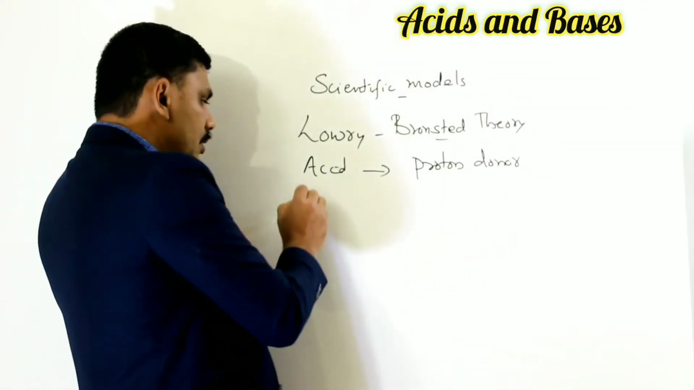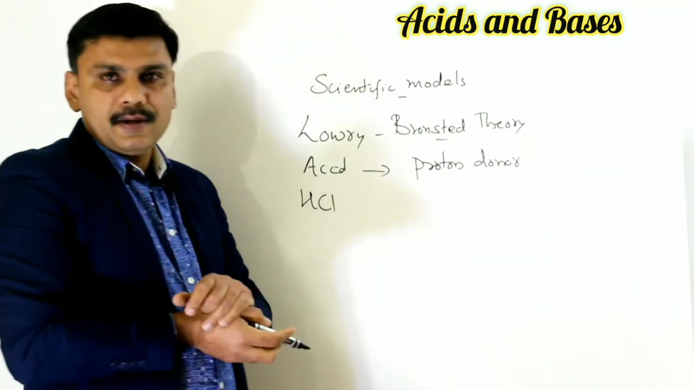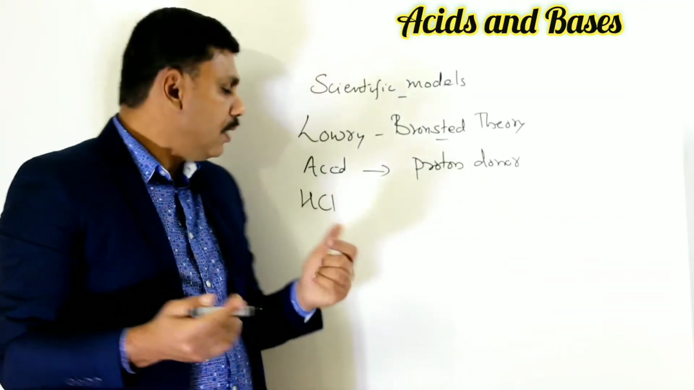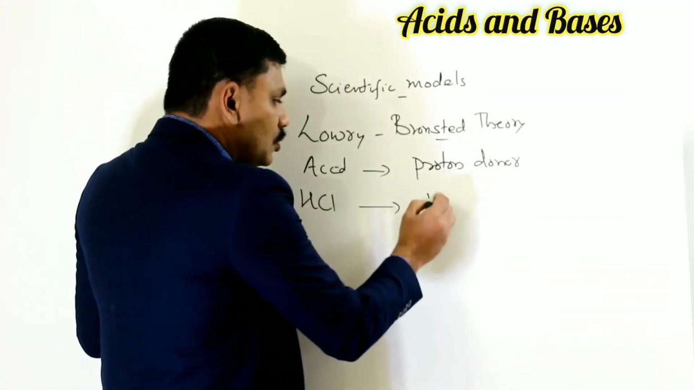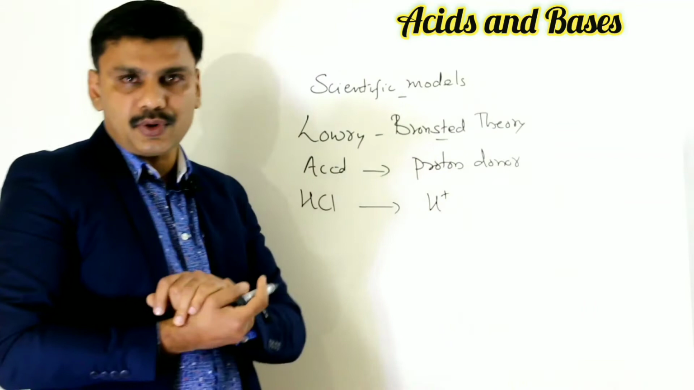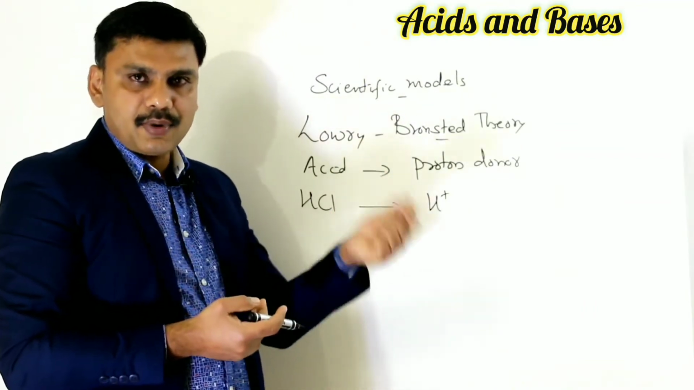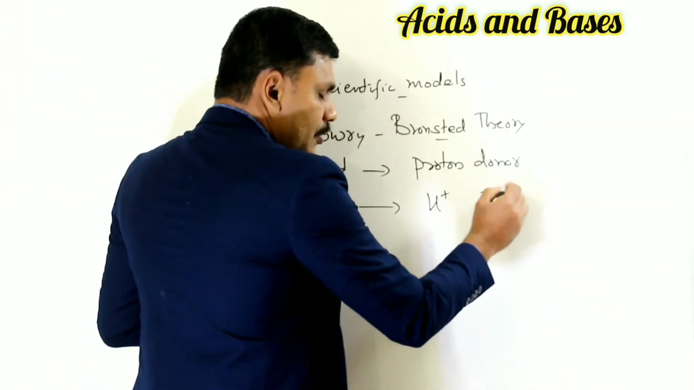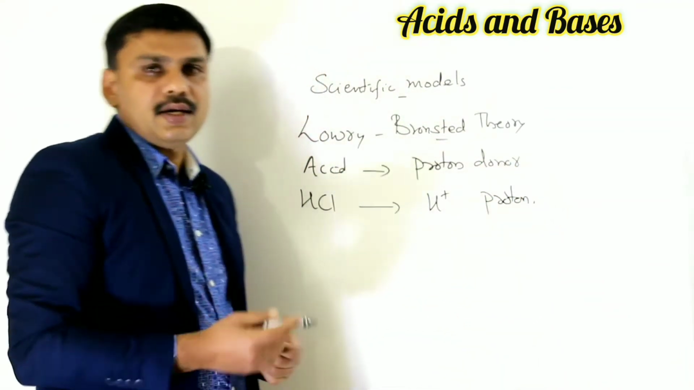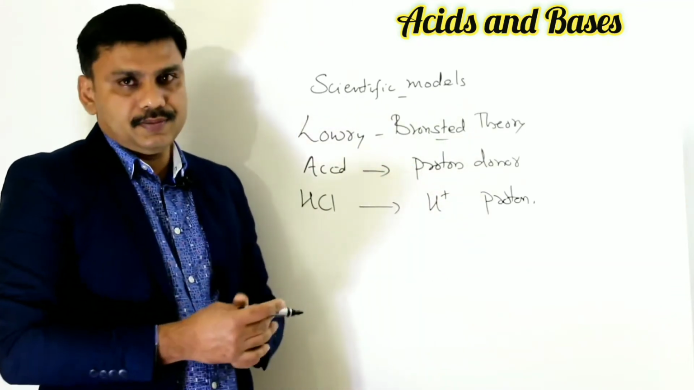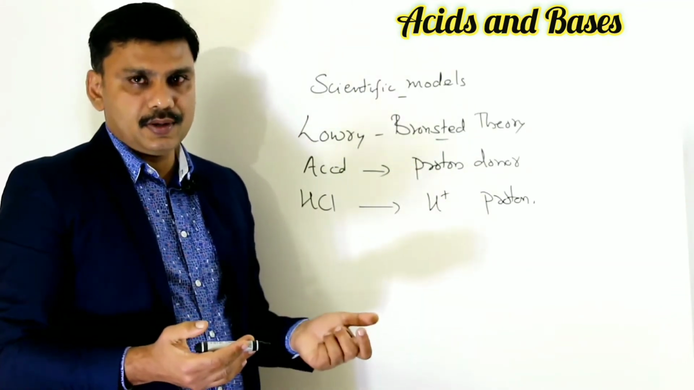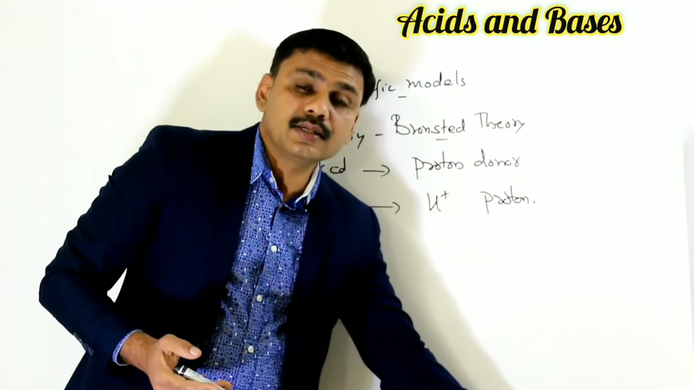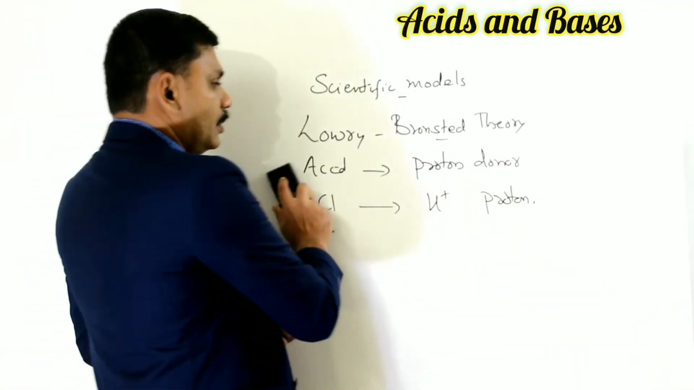For example, HCl is an acid according to Lowry-Bronsted theory. How? HCl can give H plus. H plus is a proton. So HCl can donate a proton. So according to Lowry-Bronsted theory, acid is a proton donor.